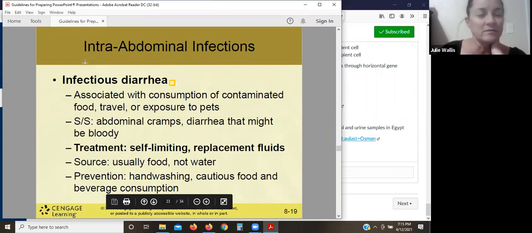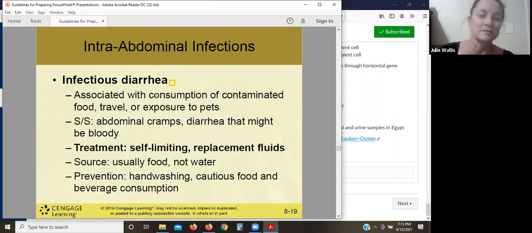Infectious diarrhea. There are several different ones with this. I included a table from your textbook on this one, but this is associated with the consumption of contaminated food, travel, or exposure to pets. There's a table that has the common food items that the different pathogens are associated with, and you're going to need to know the most common ones. That's the one I have the Kahoot for tomorrow that we're going to do at the beginning of class. But these are signs and symptoms: abdominal cramps, diarrhea that may be bloody.